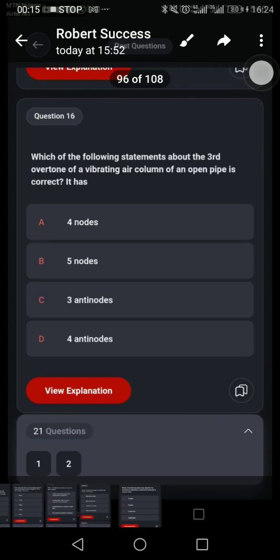Do you understand? So now, which of the following statements about the third overtone of a vibrating air column of an open pipe is correct? So which of them is correct? The third overtone of an open pipe. He said it has 4 nodes, 5 nodes, 3 antinodes, or 4 antinodes.